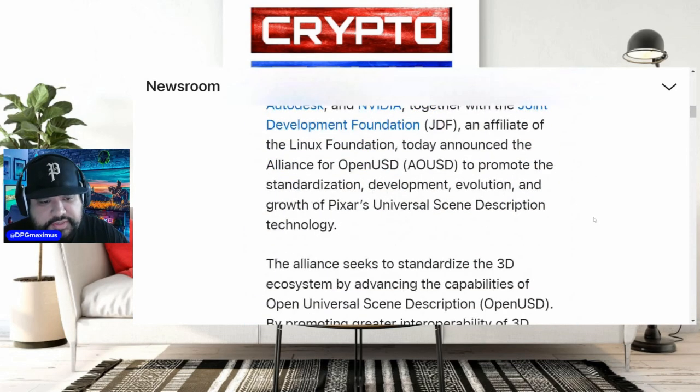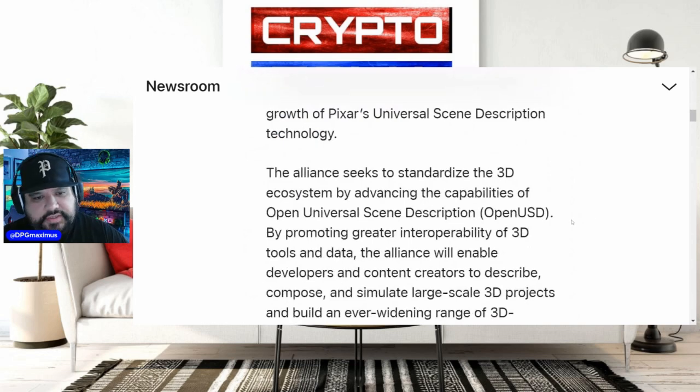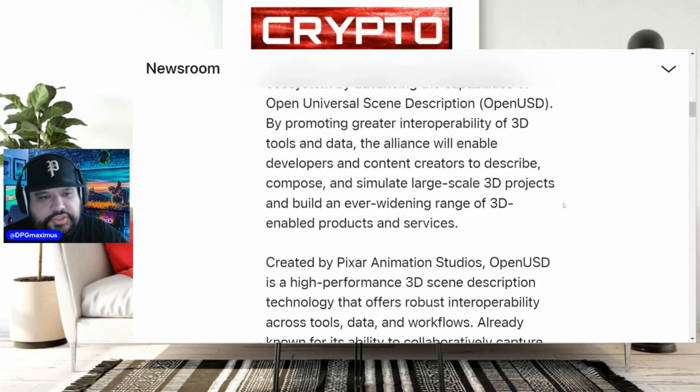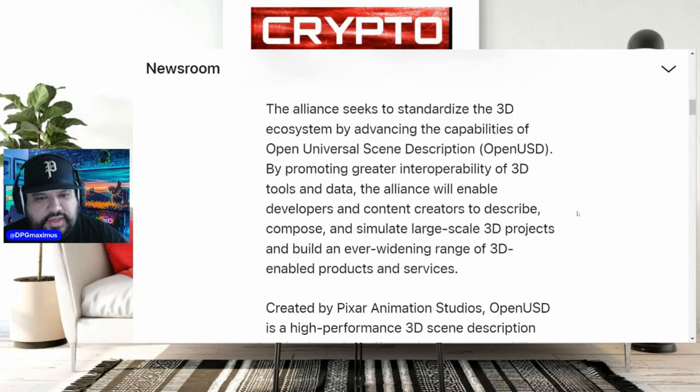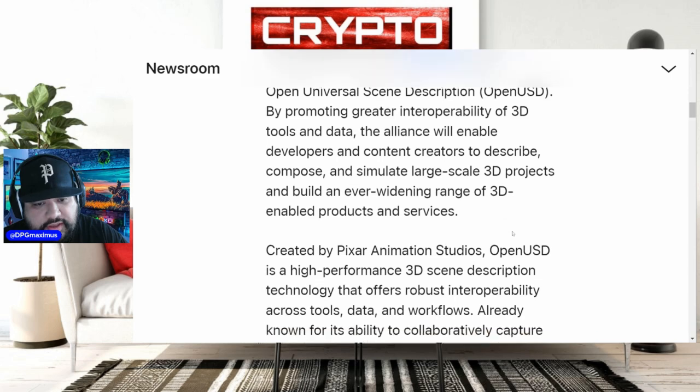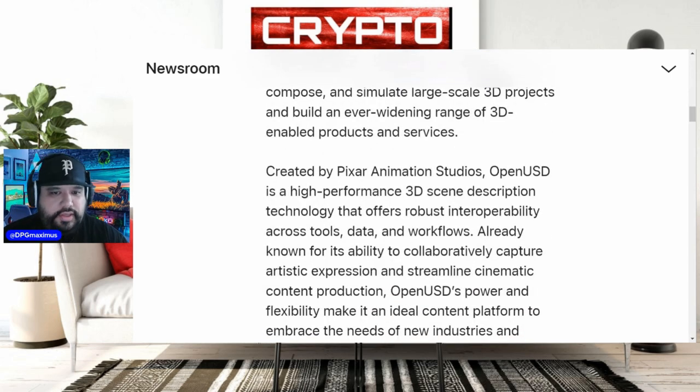It goes down to mention some of these key things. The alliance seeks to standardize the 3D ecosystem by advancing the capabilities of open universal scene description, promoting greater interoperability. I mean, think about that for a second, but the standardization, you know where we're going with this. And then on top of interoperability of 3D tools and data, the alliance will enable developers and content creators to describe, compose, and simulate large-scale 3D projects and build an ever-widening range of 3D-enabled products and services.